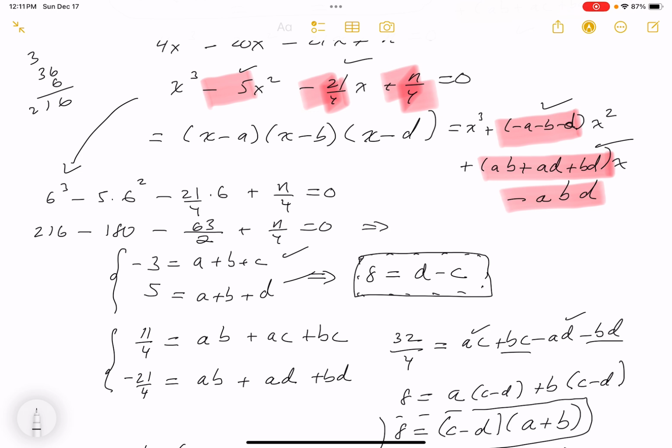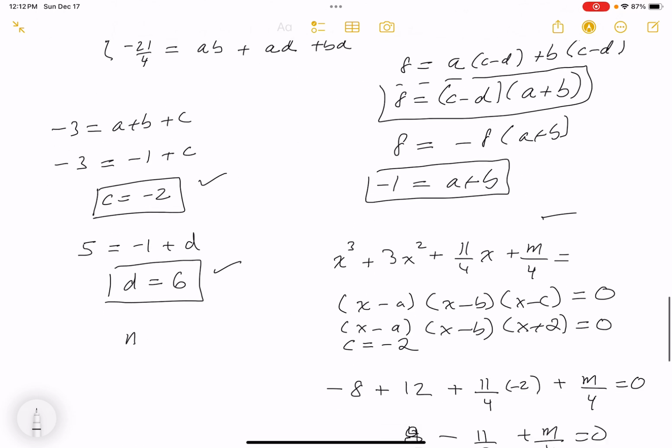Let's keep moving. 216 minus 180, that's going to be 36, minus 63 halves, plus n over 4 equals 0. You get 72 minus 63, 9 halves, plus n over 4 equals 0. And I think I could finish this off by saying n over 4 equals minus 9 over 2, or n would multiply both sides by 4, minus 18. So I get n is minus 18 now. This doesn't seem like it's going to end, does it?